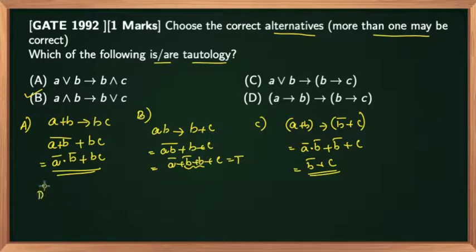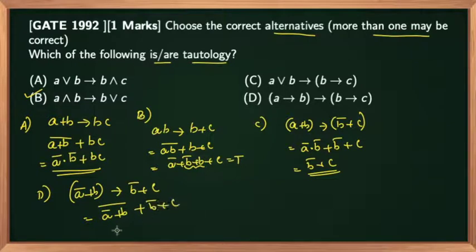Now let's see the choice D. We have A bar plus B implies B bar plus C. So that's equal to (A bar plus B) all bar plus B bar plus C. So that's equal to A B bar plus B bar plus C. So that's equal to B bar plus C. So this is also not a tautology. So only B is the correct answer.